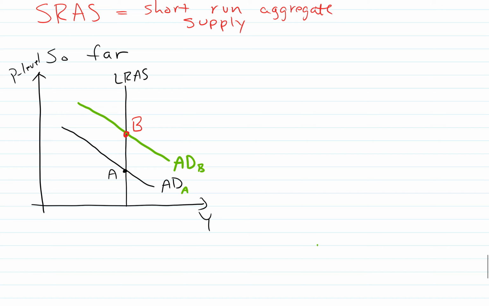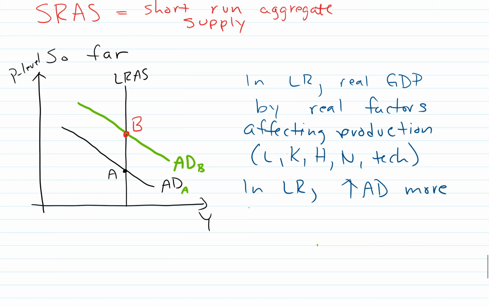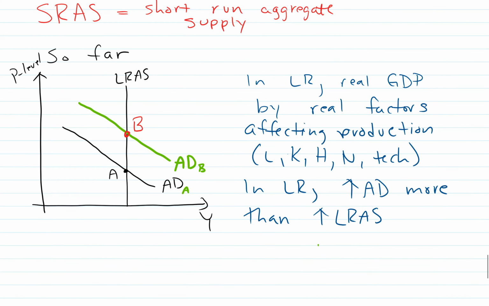So our model so far says that in the long run, the real GDP is determined by real factors affecting productivity. This was labor, capital, human capital, natural resources, and tech. And in the long run, if the AD grows faster than the ability to produce, prices go up. So in the long run, an increase in AD by more than our ability to produce, which is long run supply, gives us an increase in the overall price level. This is basically true in the long run.